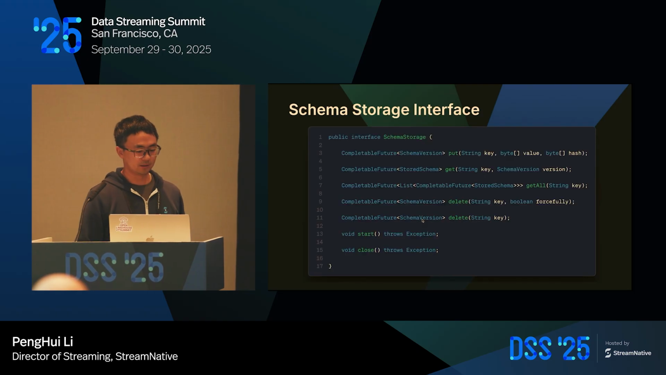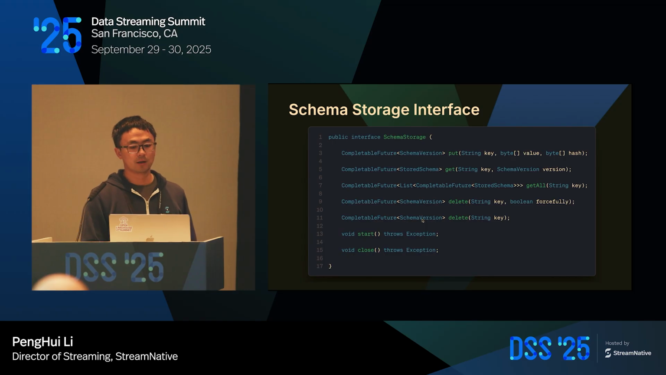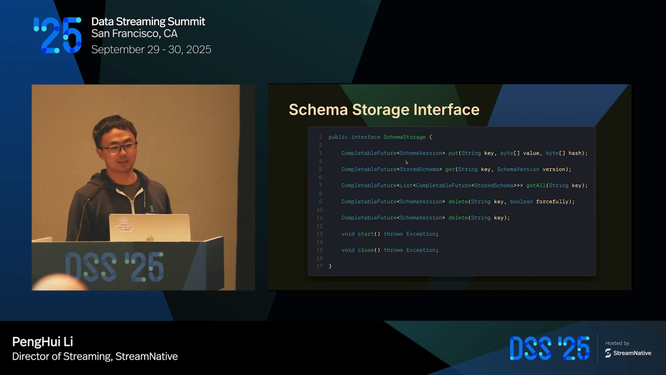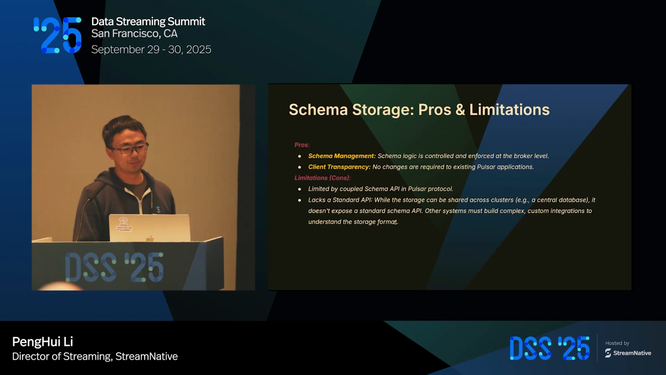Yeah, this is what the schema storage interface looks like. They have put and get, and the schema version depends on your design. In Pulsar it's just a number, but it depends on your design. It's just a unique ID for your schema. And there is also delete schema. It's simple. Yeah, but it has both pros and limitations.